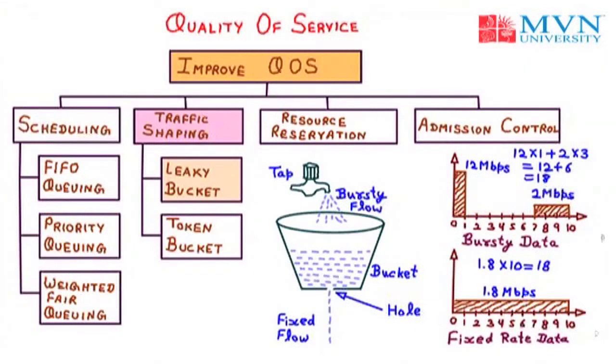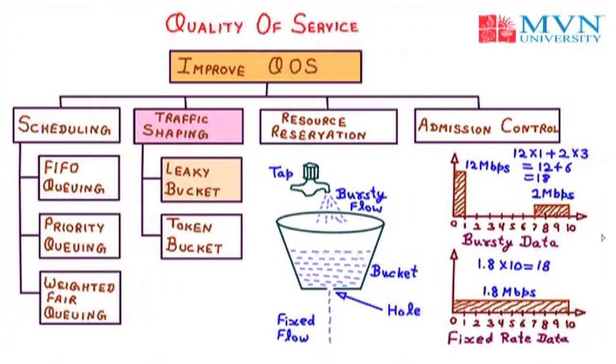If a bucket has a small hole at the bottom, the water leaks from the bucket at a constant rate. As long as there is water in the bucket, the rate at which the water leaks does not depend on the rate at which the water is input to the bucket, unless the bucket is empty. The input rate can vary, but the output rate remains constant. Similarly, in networking, a technique called leaky bucket can smooth out bursty traffic. So that's all about the leaky bucket.